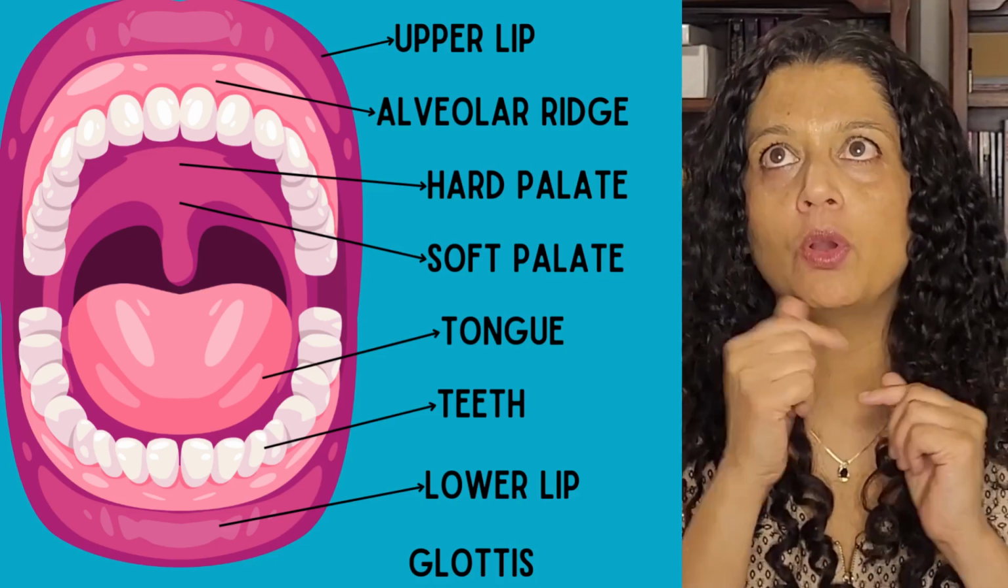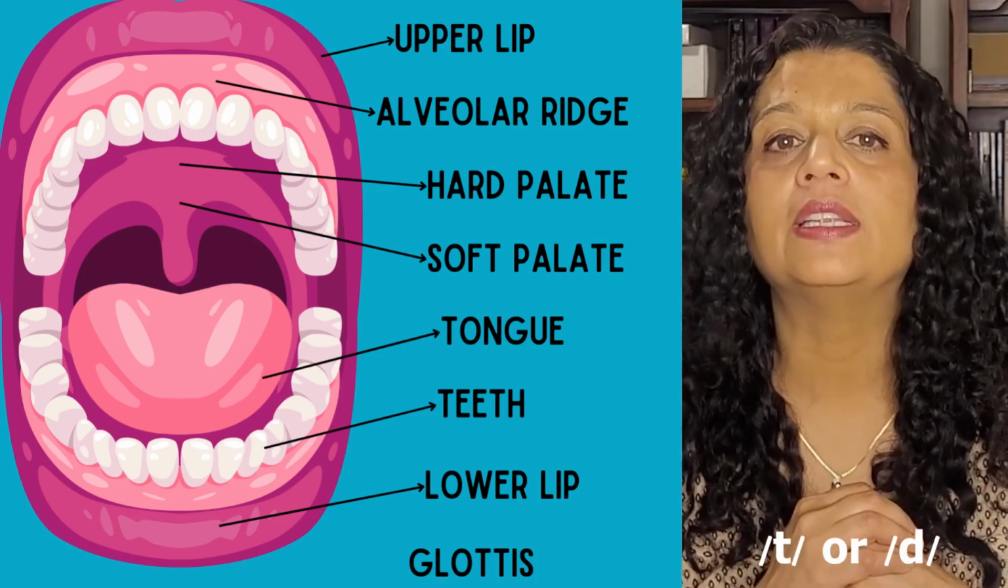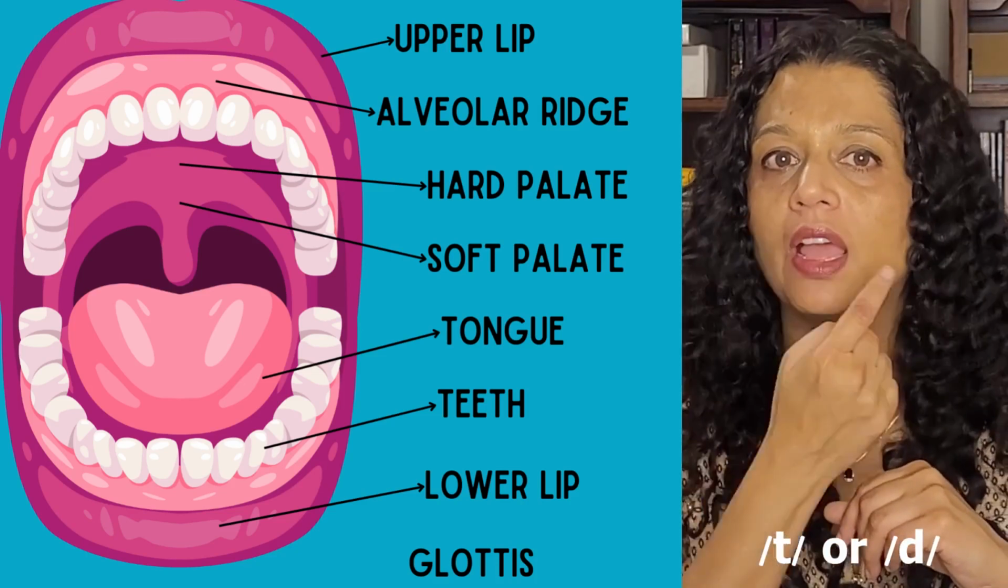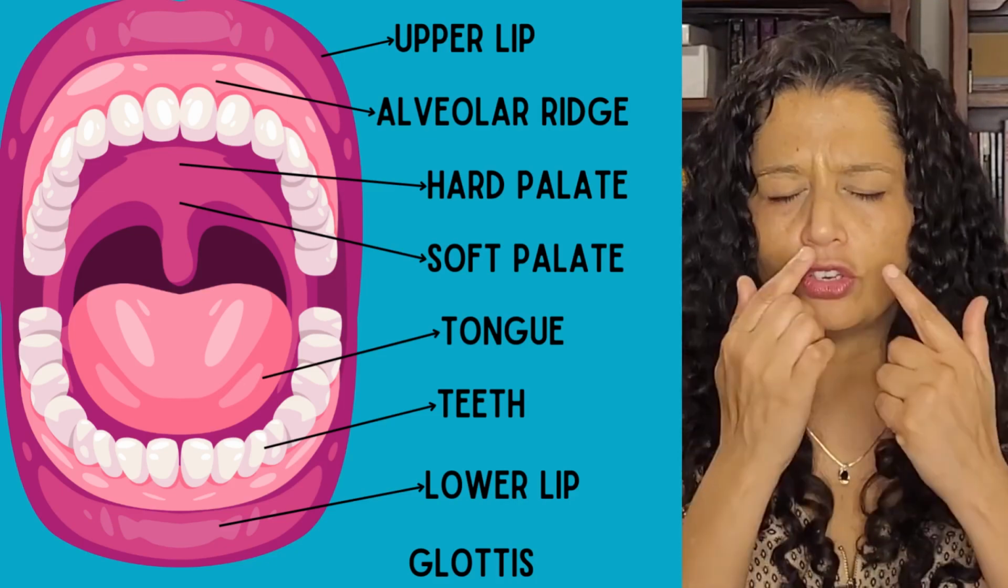So if you take a moment and put your tongue in the position that you would for the t or d sound, you're touching your alveolar ridge, that kind of bumpy area right above your front teeth or your top teeth.